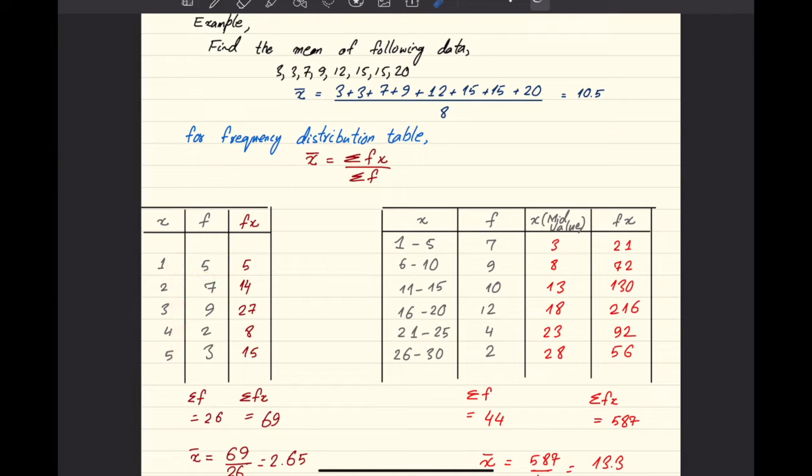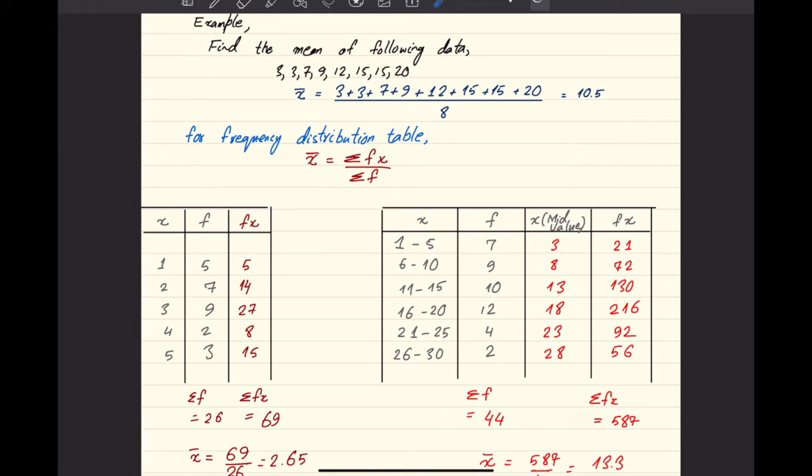So this table means that 1 is occurring 5 times, so 1 needs to be added 5 times. 2 is occurring 7 times, so 2 needs to be added 7 times. 3 is occurring 9 times, so 3 needs to be added 9 times, which is 27.